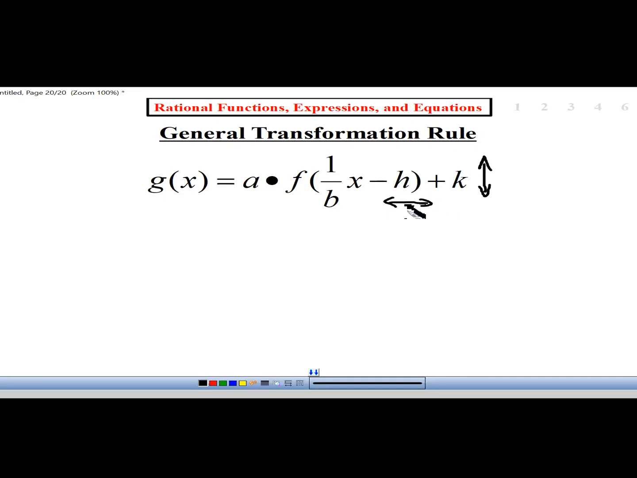To the right if this number is positive, to the left if this number is negative, which makes this a positive whatever number. And then a stretches the function. Let's say it's a parabola, it stretches the function vertically, or compresses it vertically. Remember that? So that means that b stretches it or compresses it horizontally. If it was a parabola, it would stretch it in that direction like so, or compress it horizontally like so. Okay? We good so far? Yes, Mr. Q, I remember.